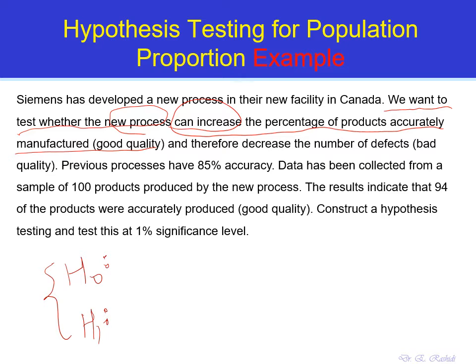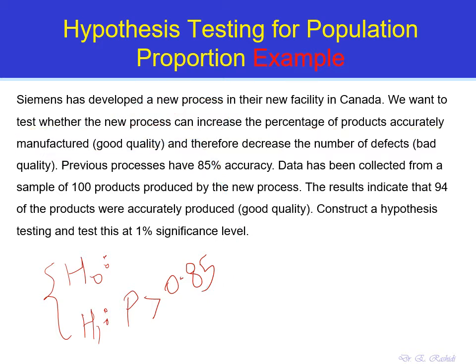So we're going to use this information to formulate H1, the alternative hypothesis. This says that the percentage of accurately manufactured product, that's P, has increased from the previously known 85%. So this is how we formulate the alternative hypothesis. It would say P is greater than 85%. That means the percentage of accurately manufactured product, or good quality product, has increased from the previously known 85%.